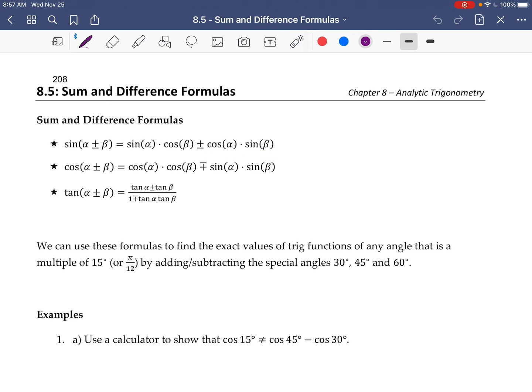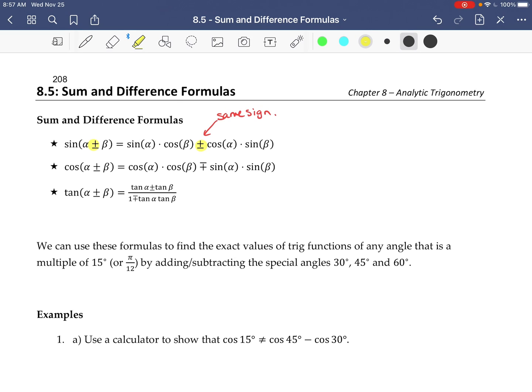Now I want you to be aware, you see here, this sign is the same as that sign, so that means that you keep the same sign. So if it's a plus, you write a plus, and if it's a minus, you write a minus.